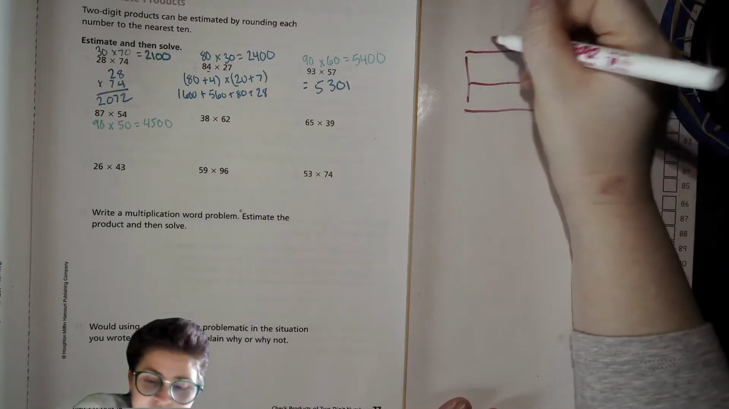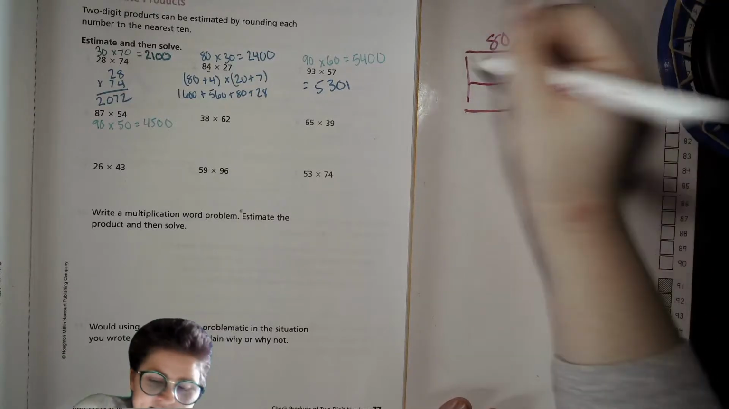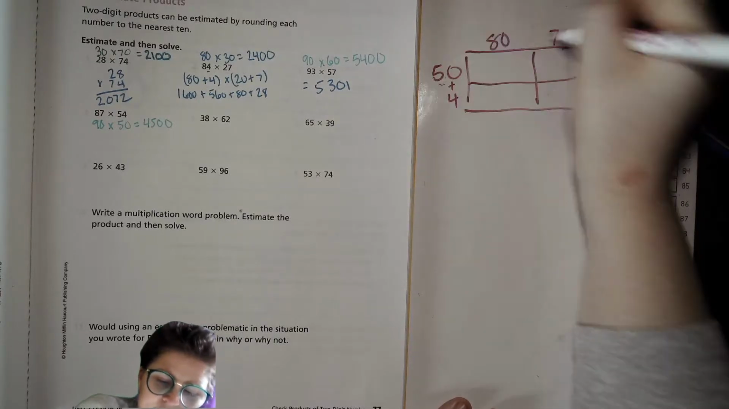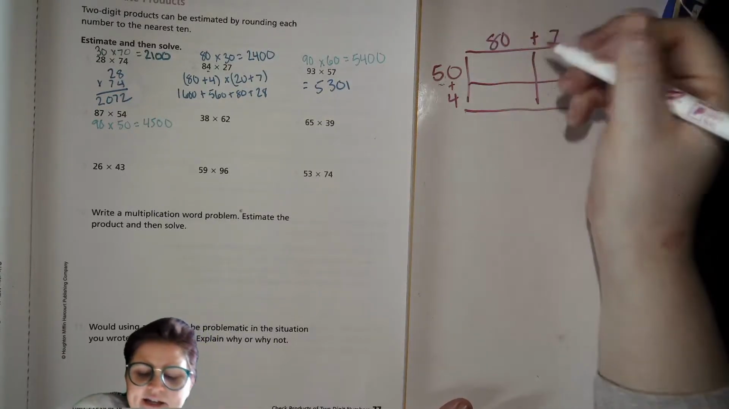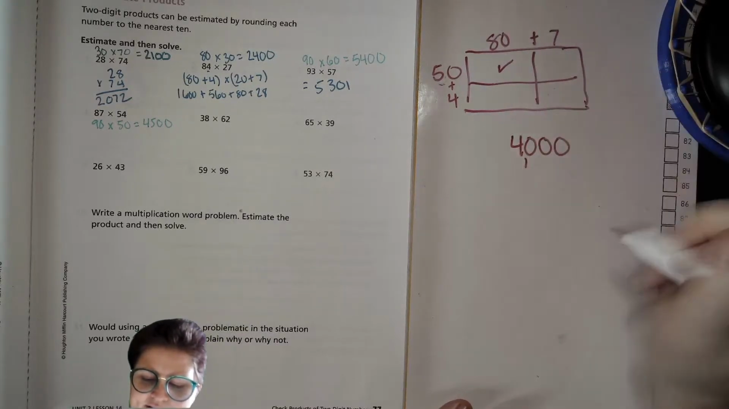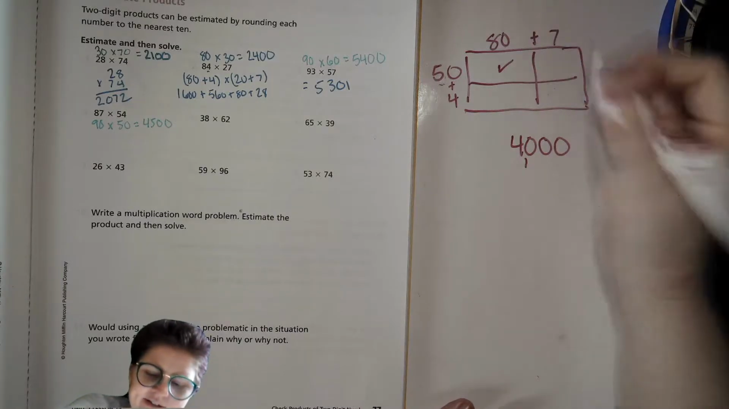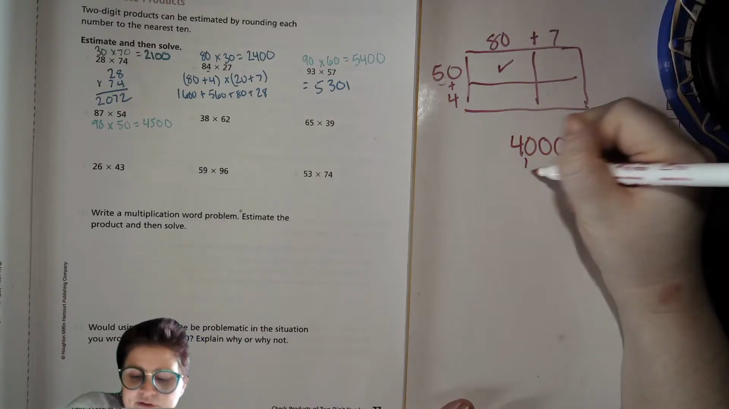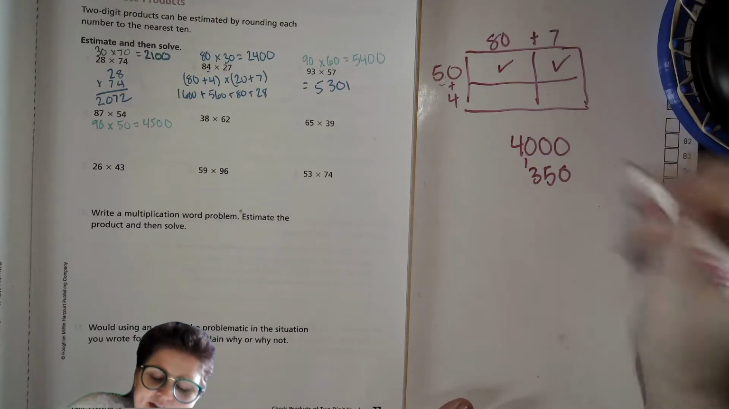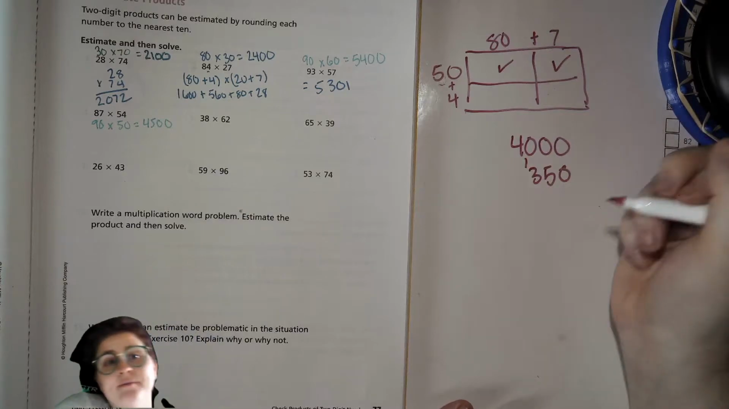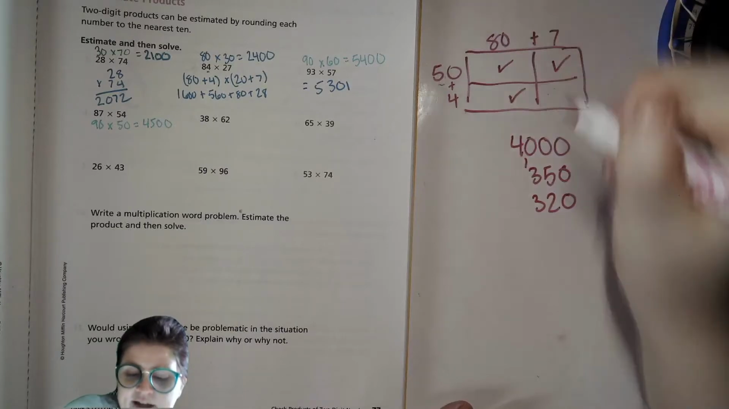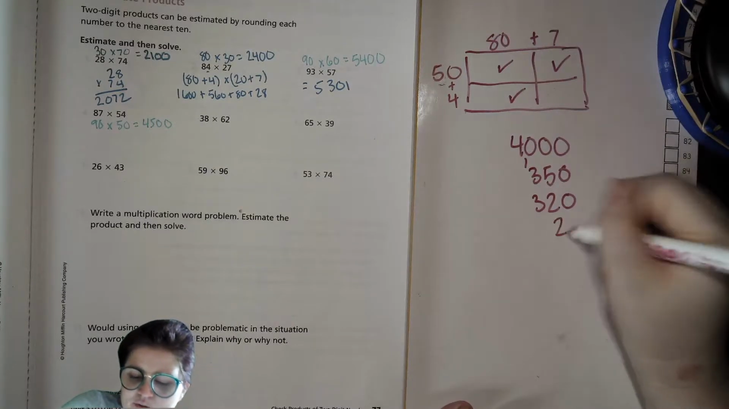We got our 87 and our 50. Okay, 80 times 50 is going to be 4,000. 50 times 7 is going to be, well, 5 times 7 is 35, so 35 tens, so 350. 4 times 80 is going to be 4 times 8, 32, so 32 tens, 320. And then 4 times 7 is just 28.